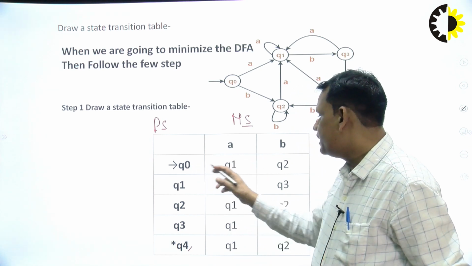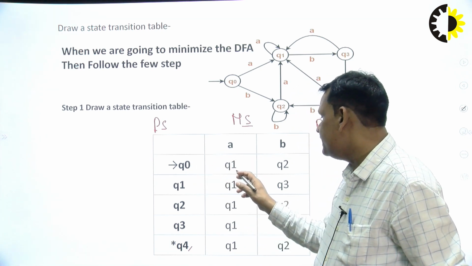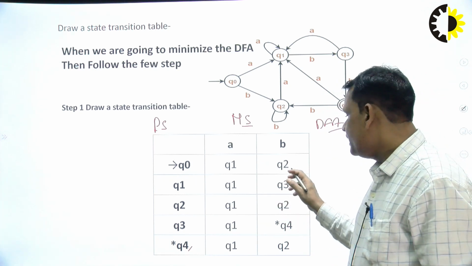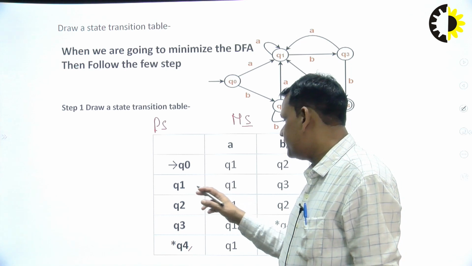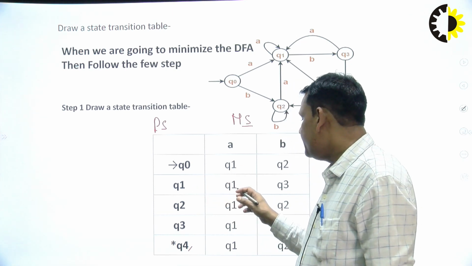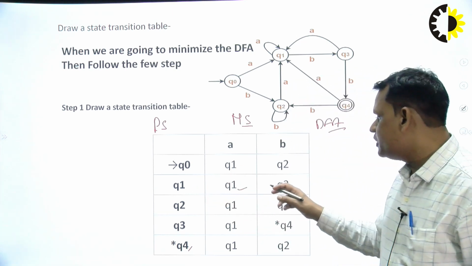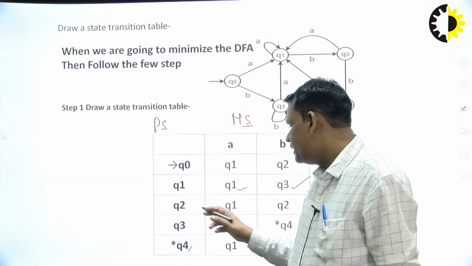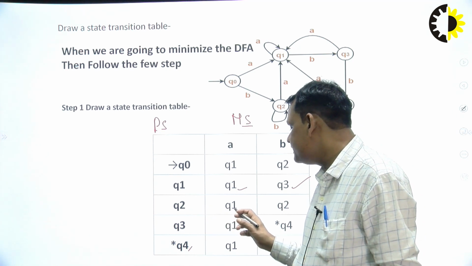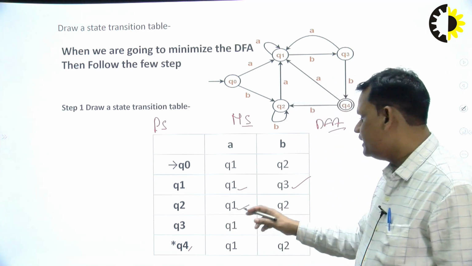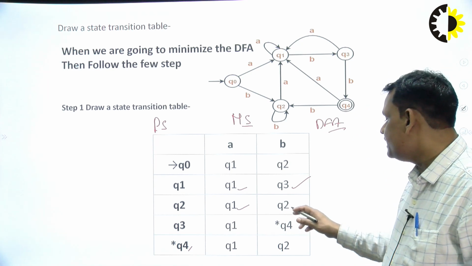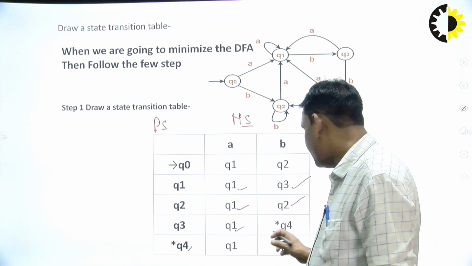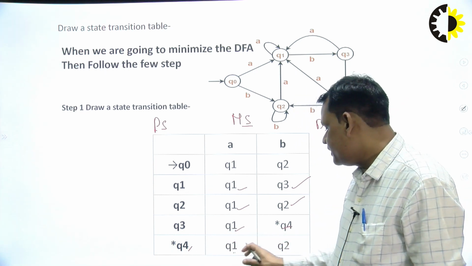Q0 on input A goes to next state Q1, Q0 on input B goes to next state Q2. Q1 on input A goes to Q1, and Q1 on B goes to Q2. Q2 on input A goes to Q1, and Q2 on B goes to Q2. Q3 goes to next state Q1, and Q4 is the final state.